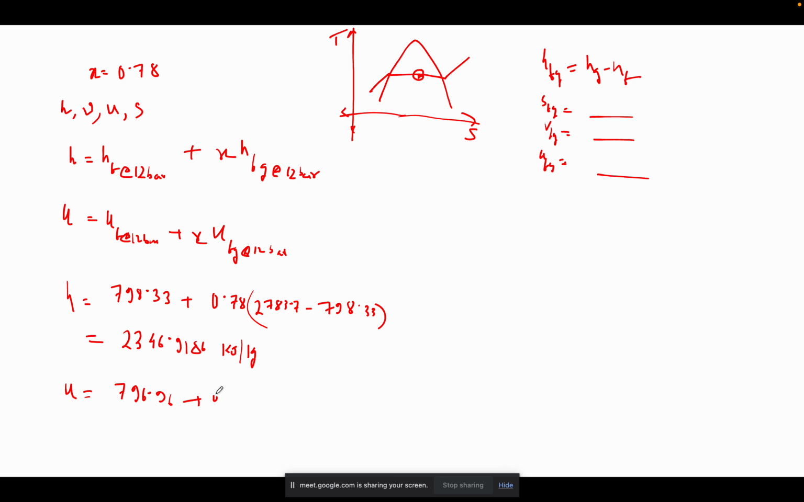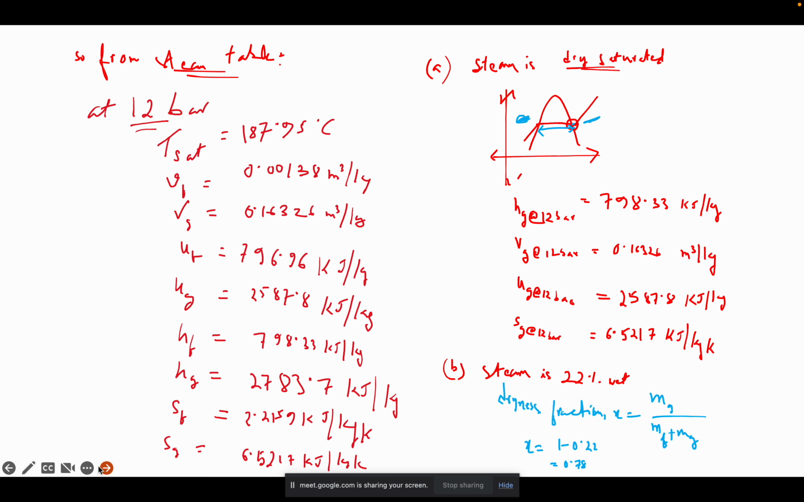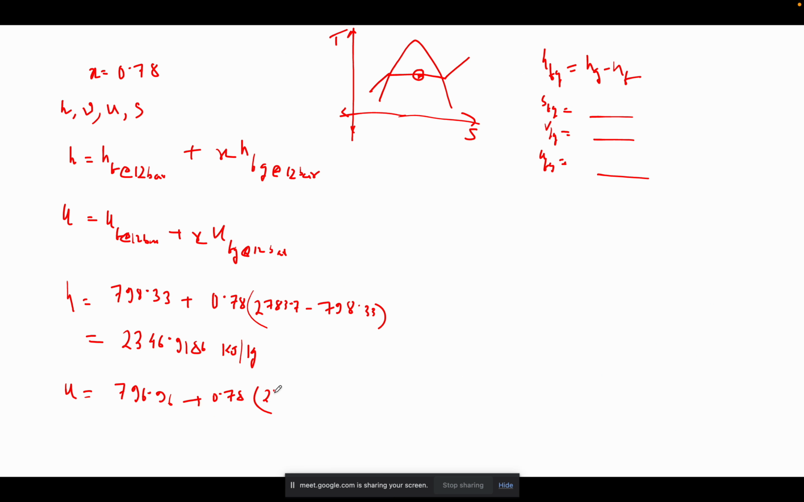Similarly your U, we know Uf at 12 bar is 796.96, plus 0.78 into 2587.8 minus 796.96. So this will be 2187.87 kilojoule per kg.